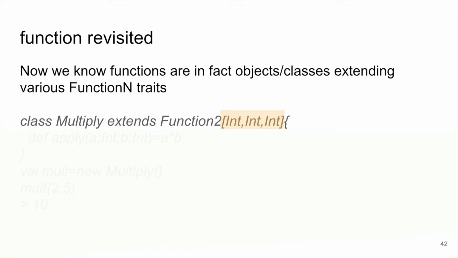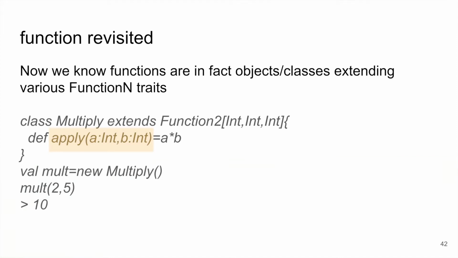Here, function 2 takes 3 type parameters. The first 2 are the input types, and the last one is the type of the output. The function body is in the apply method, as you can see here, and this function takes 2 ints and multiplies them, returning the result.